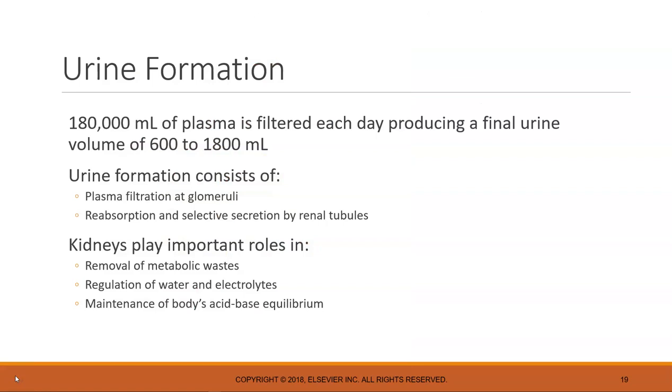Approximately 180,000 milliliters of plasma is filtered each day, producing a final urine volume of 600 to 1,800 milliliters. Urine formation consists of the plasma filtration at the glomeruli and then reabsorption and selective secretion by the renal tubules. Again, we don't want everything to leave the blood. It has to be selective. We're going to retain these important components, and then we want primarily the waste products and water to leave the body. The kidneys play a very important role in the removal of metabolic waste, the regulation of water and electrolytes, and maintenance of the body's acid-base equilibrium.